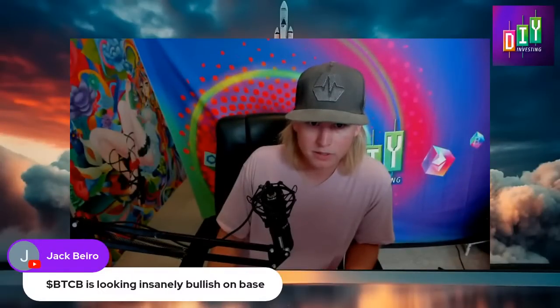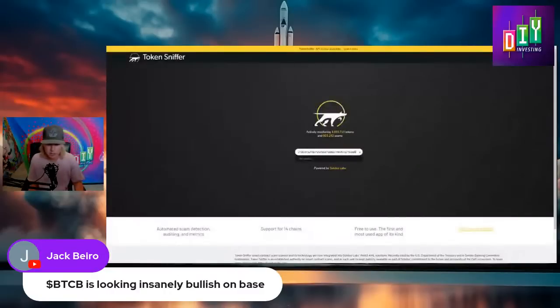Let me find it. Token Sniffer. So if you guys come to Token Sniffer, you can actually search the contract. Let's see if it'll pull up. It doesn't seem like it's going to pull up. But this is one way that you can actually kind of source out scams. And I don't think this one's going to work. But if you're ever wondering about a token, you can come to Token Sniffer.